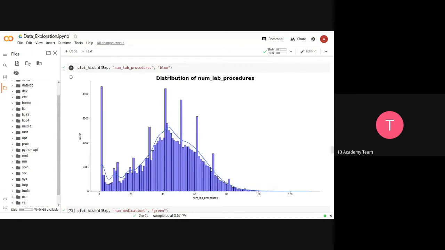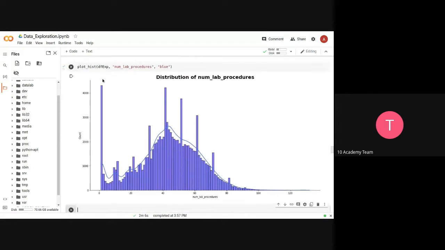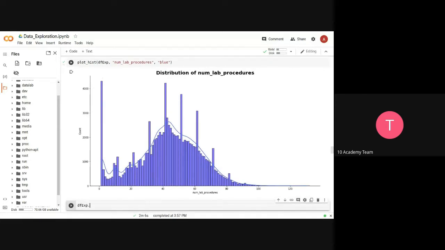And so this number of lab procedures is a numerical variable, and you can see the distributions of it. So from this, you can see that the highest number of lab procedures, with over 4,000, was just a single lab procedure. So just to zoom in on that variable, we can go into the first row, and you can check the number of lab procedures.